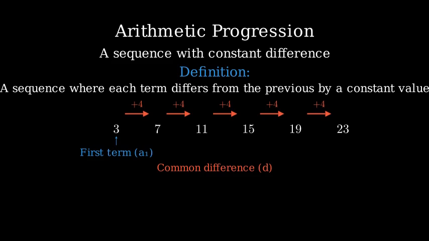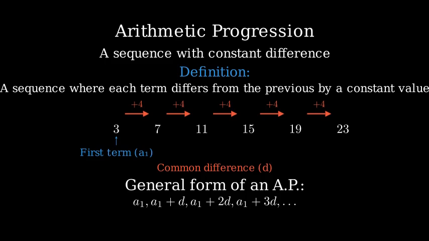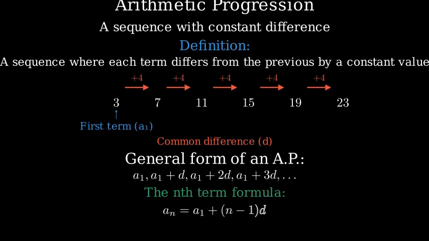Let's look at the general form of an arithmetic progression. If we denote the first term as a sub 1 and the common difference as d, then the sequence follows this pattern: a sub 1, a sub 1 plus d, a sub 1 plus 2d, a sub 1 plus 3d, and so on. We can see the pattern clearly. The general term, which we call a sub n, equals a sub 1 plus (n minus 1) times d.